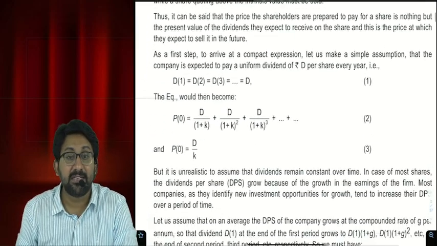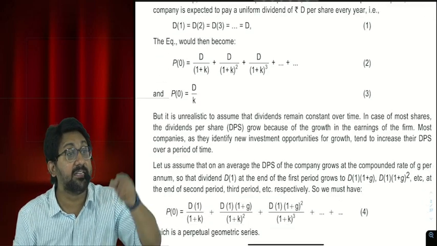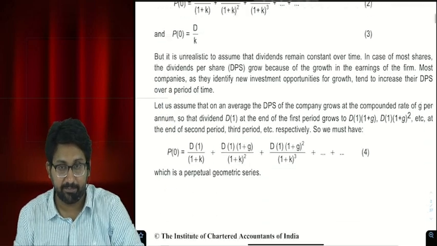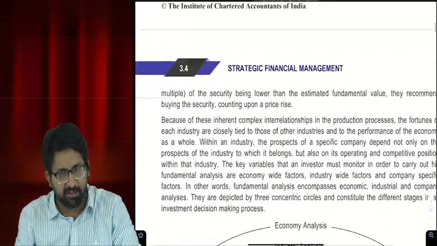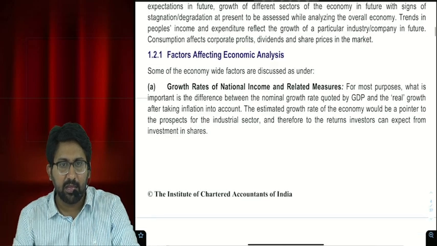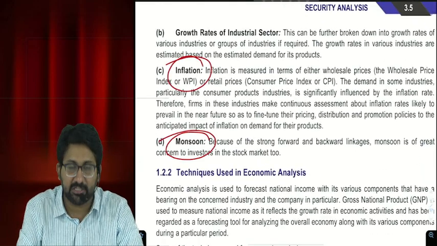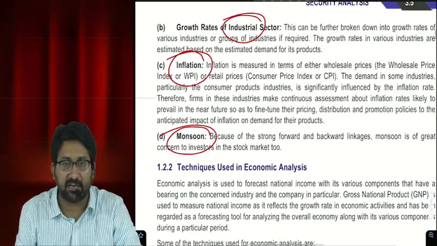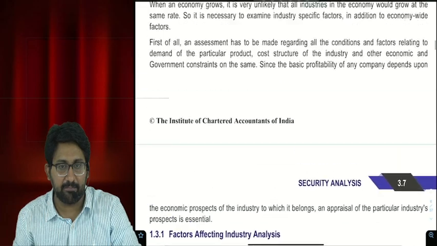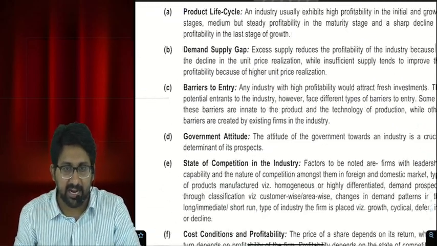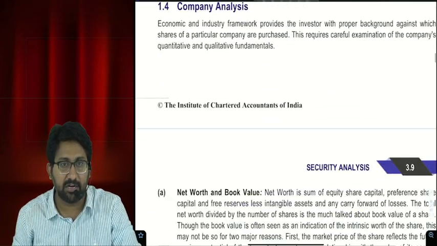Fundamental analysis means dividends and other things we will analyze. That's why I named it dividends impact on the shares. We will do all those things, formula derivation, everything. Economic analysis: monsoon, how it impacts, inflation, how it impacts, industrial sectors, GDP analysis, everything we will do in this area. Industry analysis: how that company's industry will work, everything we need to understand clearly.